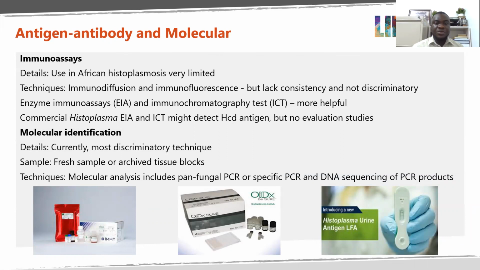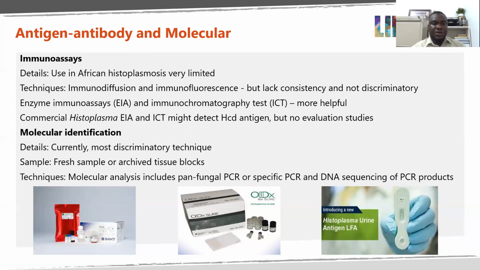The enzyme immunoassays and then immunochromatography tests too are available. They appear to be more consistent and are very helpful. And the commercial histoplasma kits currently available, both for EIA and ICT, are believed to detect variant duboisii antigens as well, even though there are no evaluations to that effect.